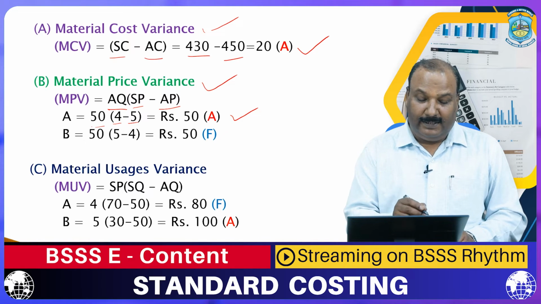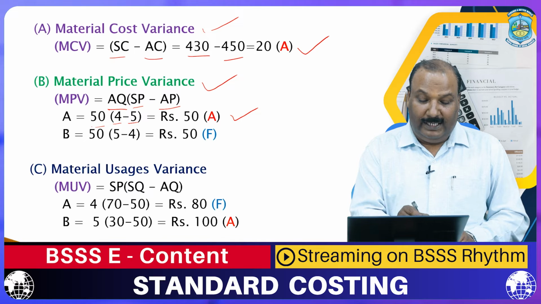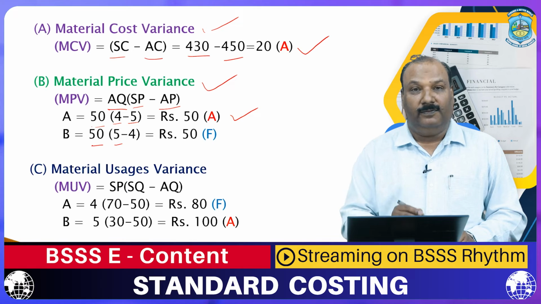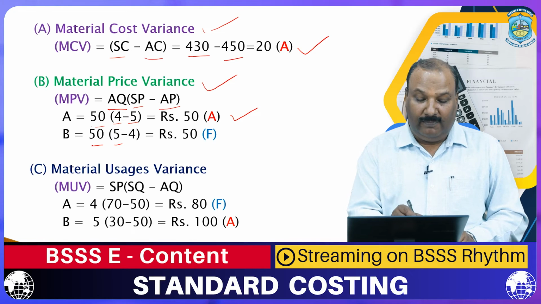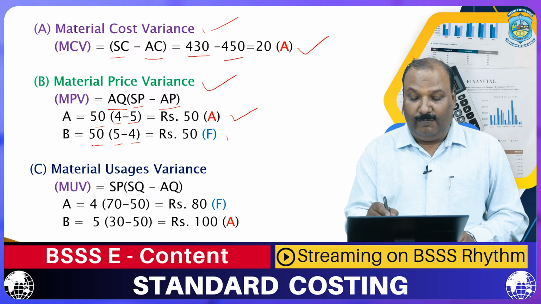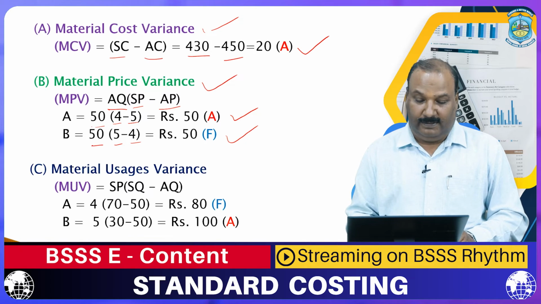As far as material B is concerned, actual quantity given is 50, standard price given for B was 5 rupees and actual price was 4 rupees. So the difference 5 minus 4 is positive 1, 1 multiplied by 50, so the result will be 50 rupees, which is favorable for us.